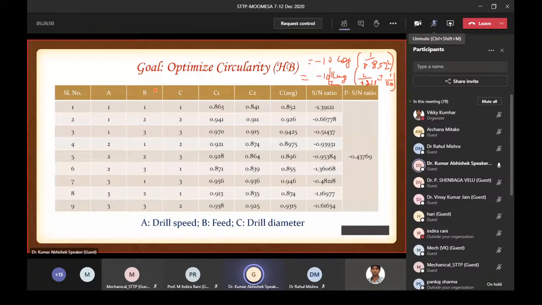For the factor B, how will you find out? Where B is at level 1, I will consider those values. Where is B at level 1? It is at number 1, number 4, number 7. So we will take the SN ratio values of experimental runs 1, 4 and 7 and take their average in order to find the effect of level 1 for the factor B. Am I clear?